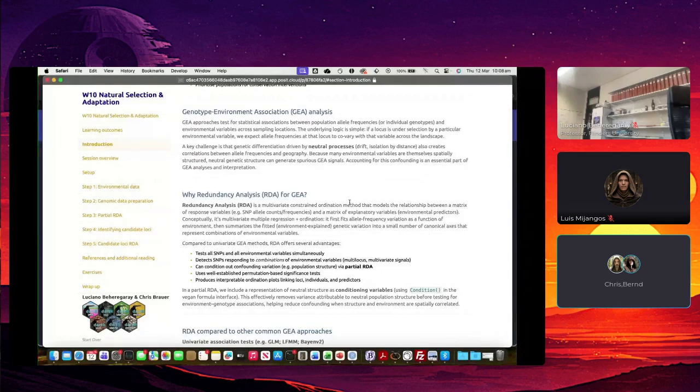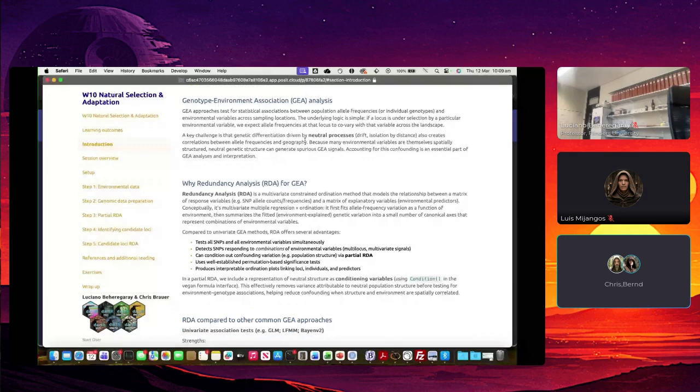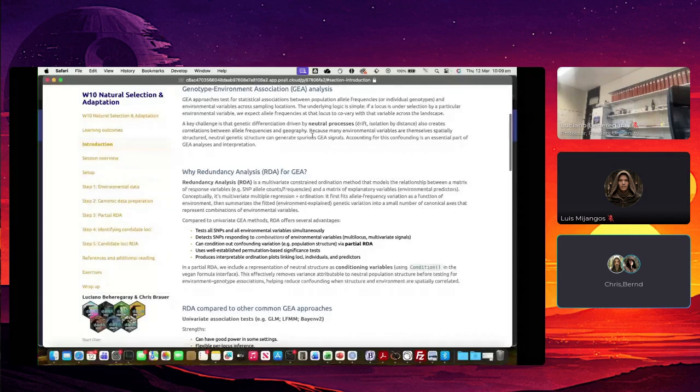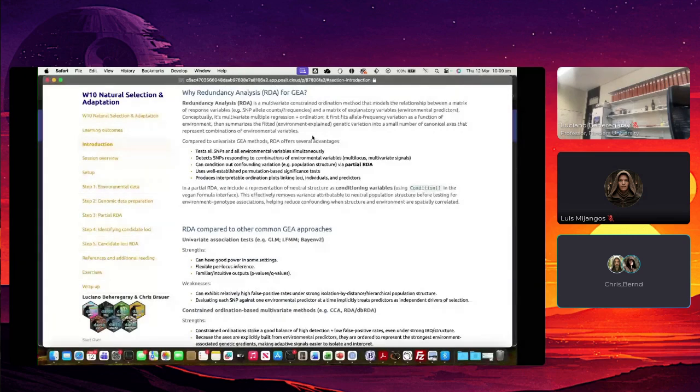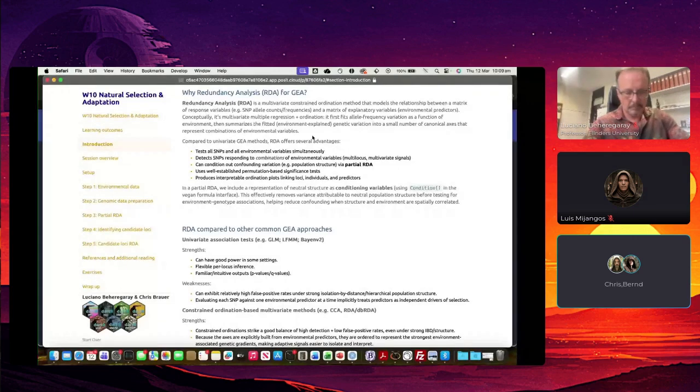Luciano's already given a really good introduction about what genotype environment association analysis is, so I think we might skip over that a little bit in the interest of time and getting to running some actual code. But just quickly, why redundancy analysis? There's certainly a whole host of other approaches that people have used and continue to use, and they have different advantages and disadvantages, I guess.